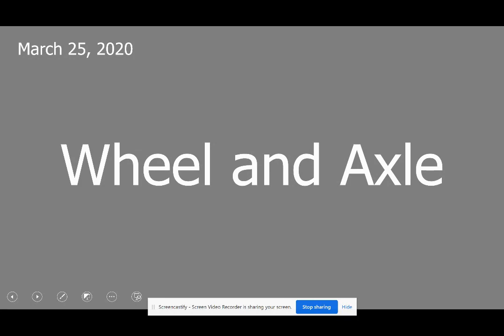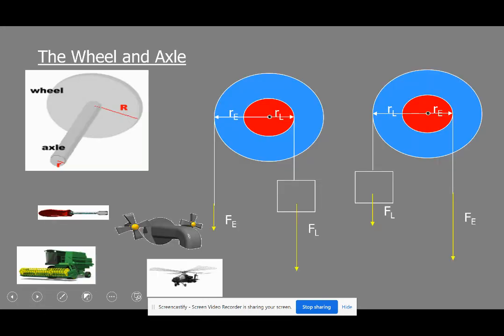All right, our next machine is called a wheel and axle. A wheel and axle is essentially a lever that can go all the way around. The formula is almost the same. There's only two possible configurations for it. Either you've got a large effort radius and a small load radius, or you've got a small effort radius and a large load radius. Those are the only two possible configurations.